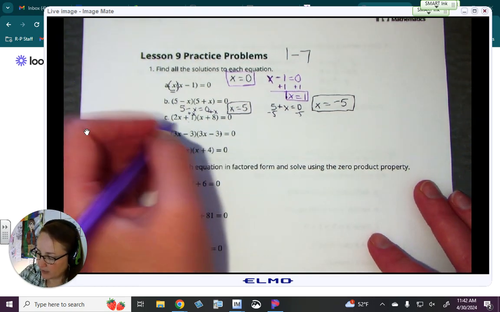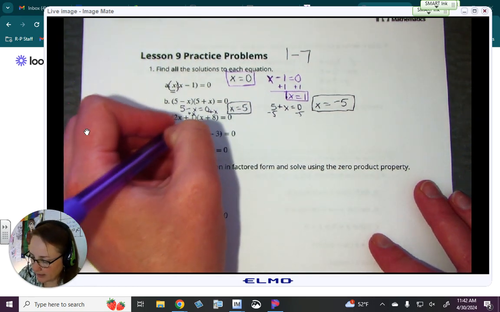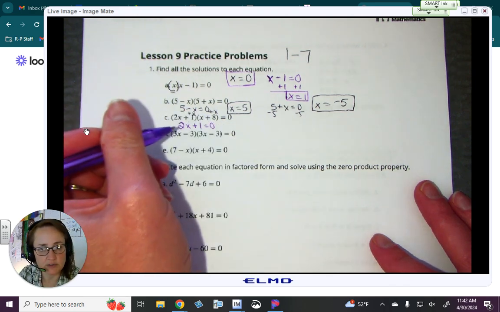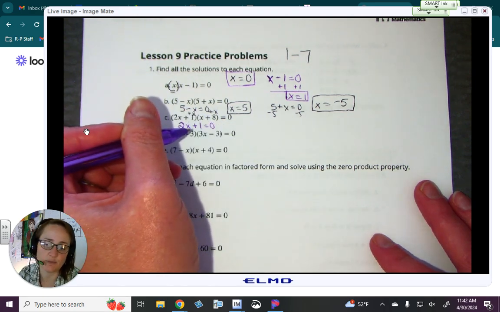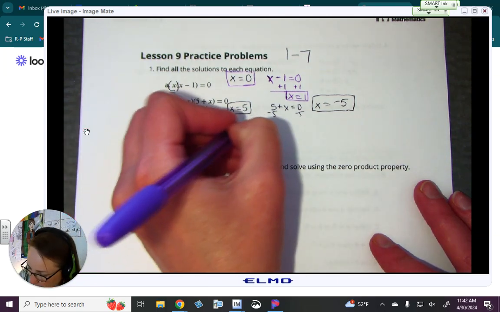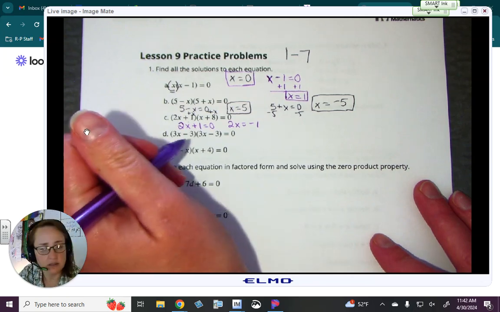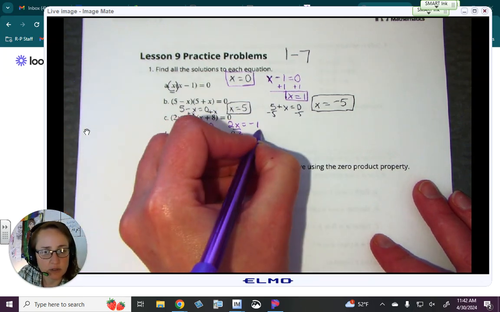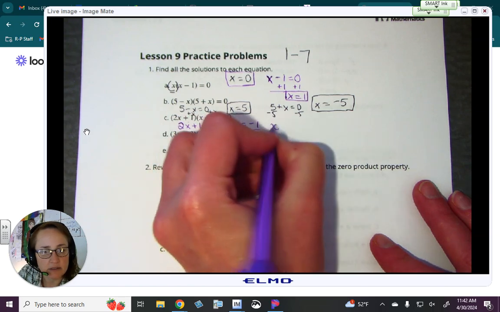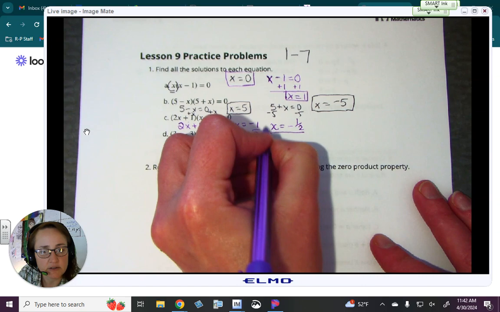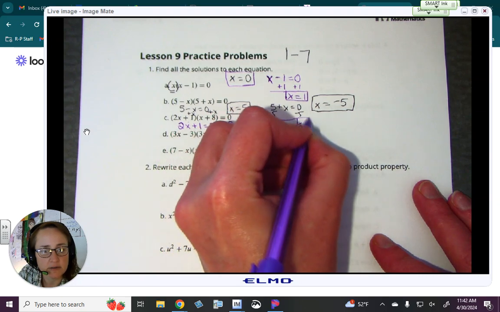Part C, if we have 2x plus 1 equals 0, I would first start to get x by itself by subtracting 1 from both sides. So 2x equals a negative 1. And then to get x by itself, I need to divide by 2. So x equals a negative 1/2. That's our first factor and our first answer.